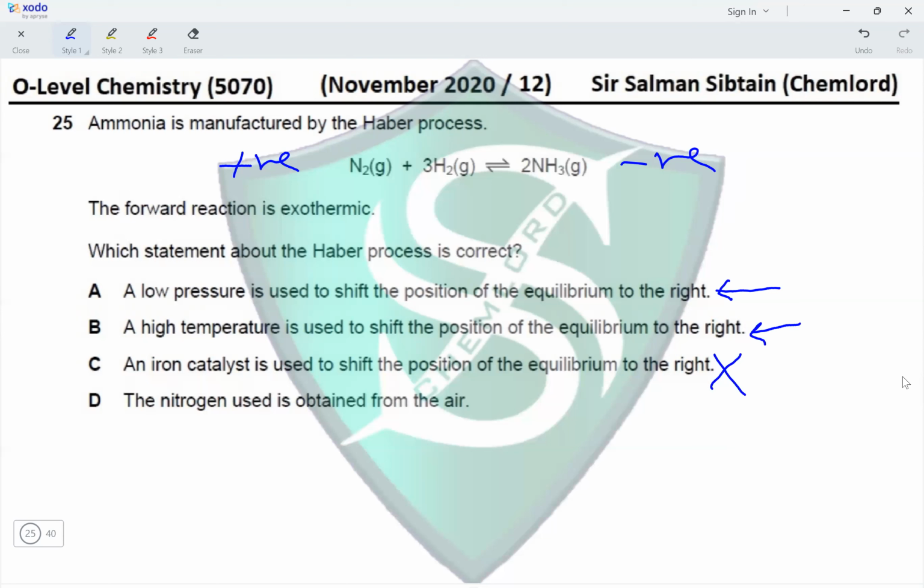Next, the nitrogen used is obtained from air. Yes, the nitrogen is obtained from air. The hydrogen is obtained from either electrolysis of water or cracking of hydrocarbons. So this statement is correct, making option D the correct option for this question.